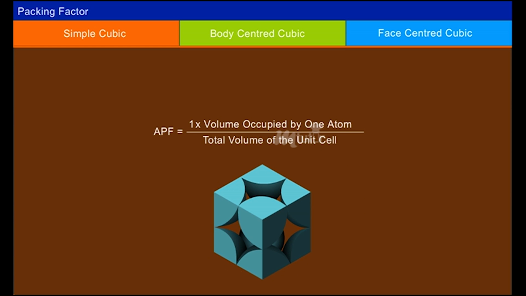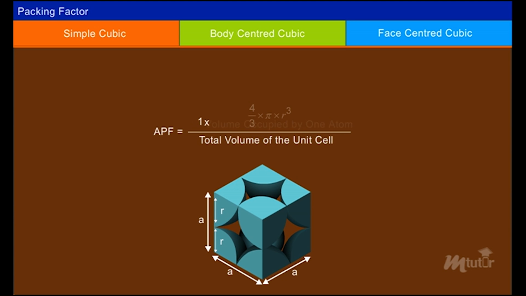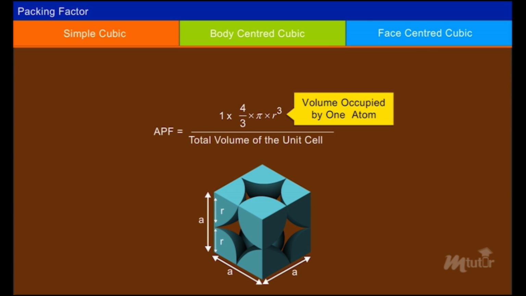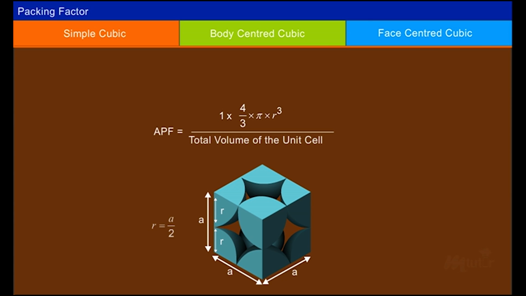If r is the radius of the atom and a is the edge length, then the volume of this one atom that is spherical in shape is 4/3 pi r cubed. But we also know that in a simple cubic structure, the radius of the atom is a/2. Therefore, the volume of all the atoms in the unit cell becomes 1 into 4/3 pi into a/2, the whole cubed.